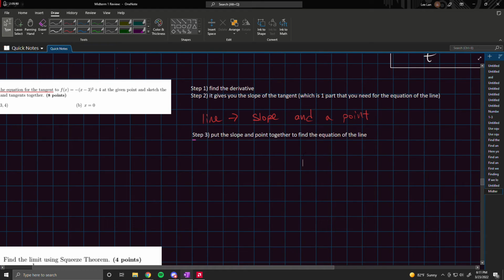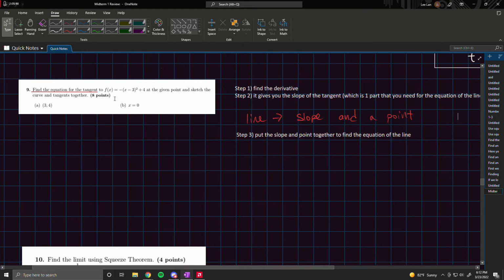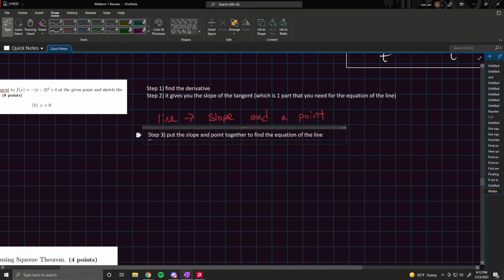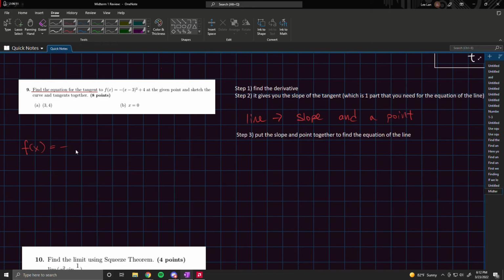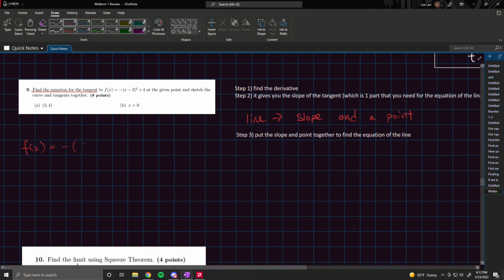So find its derivative. It gives you the slope, which is a part of the equation that you need, and then probably gives you the point already. Yeah, the point (3, 4). You put the slope and point together, and you find the equation of the line using that information. Right. So what's its derivative? So f(x) equals negative (x minus 3) squared plus 4.